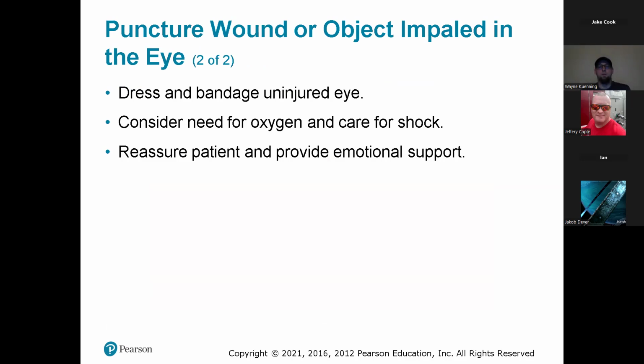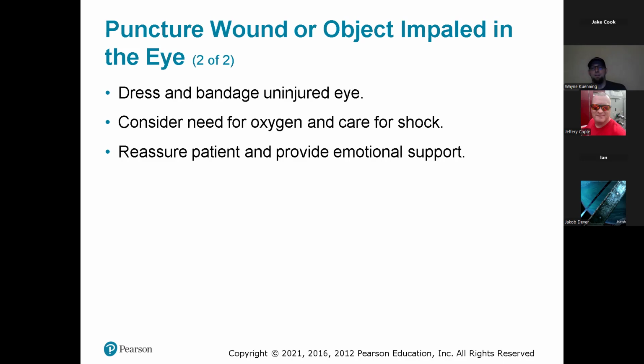So why would we want to dress and bandage the uninjured eye? Because of sympathetic movement from the other eye. Yep, exactly. Where one eye goes, the other one follows, right? They're attached. And if they're moving around, that impaled eye is going to incur more damage. So the idea is cover both eyes, tell them not to be trying to look around, tell them that you're going to do everything for them, you're going to guide them, you're going to explain everything, you're going to do everything possible to help them be comfortable through that transition.